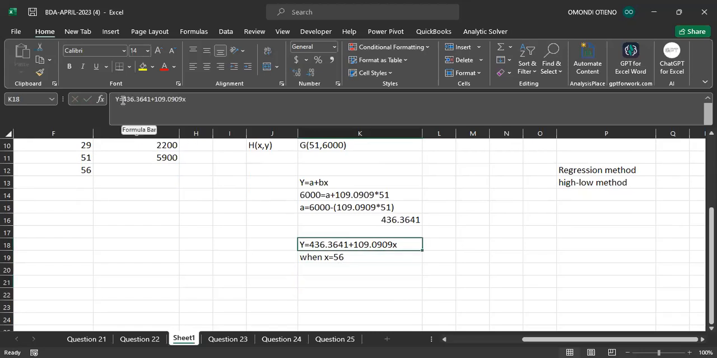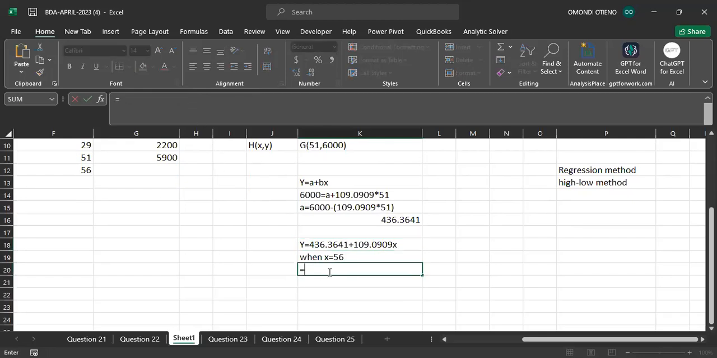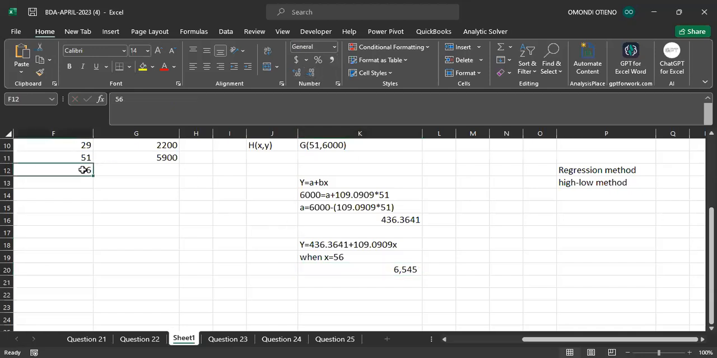What will be the value of Y? The value of Y will be equivalent to times 56. So what are we getting there? This is our total, the total cost, when activity level is 56.